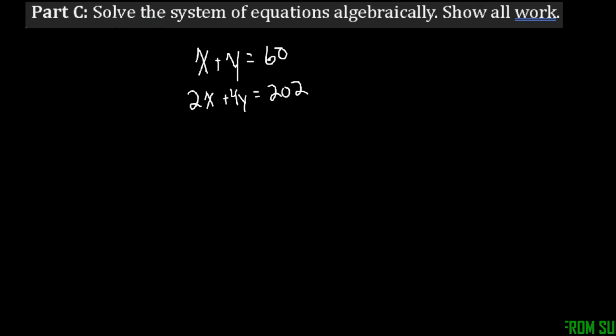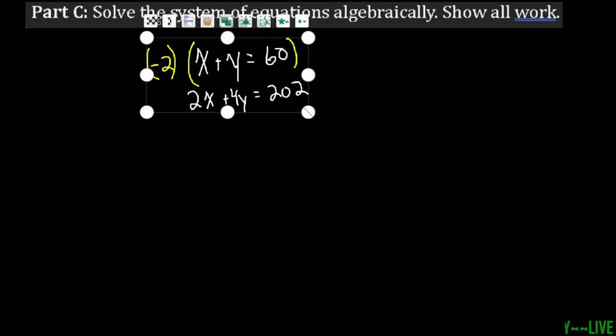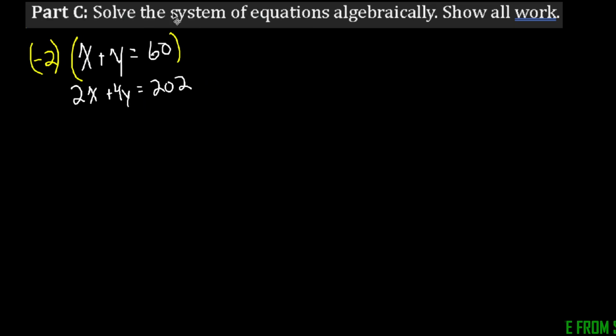So what I can do, in yellow here, is multiply this first one by -2, because that way it will cancel out the x's. So my new equations are going to be like this. I'm going to have -2x minus 2y equals -120. And then the second equation stays the same.